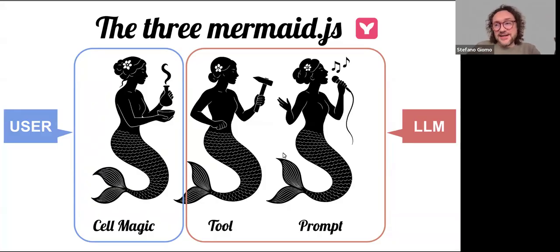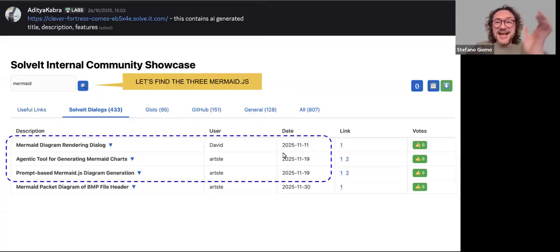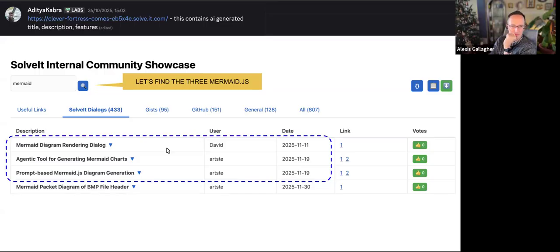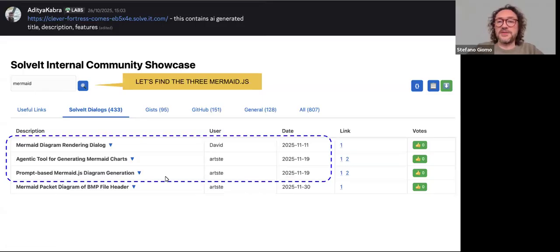For the sake of the presentation, and to try to stay within the 50 minutes, I actually cherry-picked all the exact examples that we're going to need. So let's start by finding the mermaids. To find the mermaids, we're always going to use the great SolveIt. Just put mermaid here, and you're going to see all the dialogues. Let's jump into the first one.